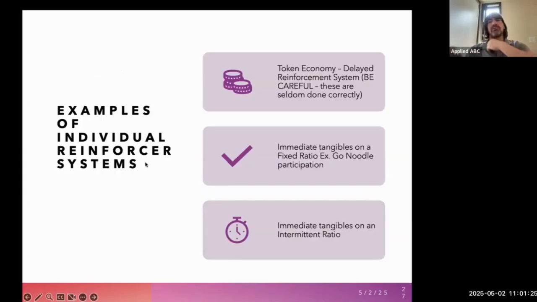Okay. We referred to this earlier, but there are examples of individual reinforcer systems. A token economy.